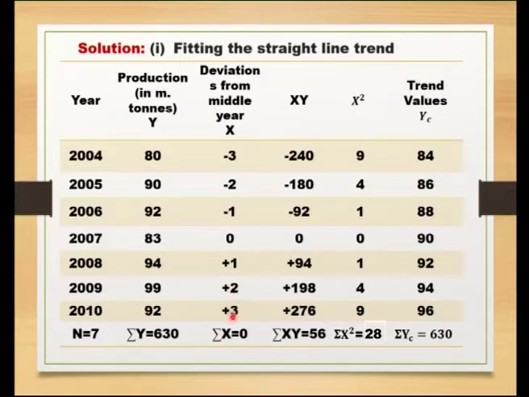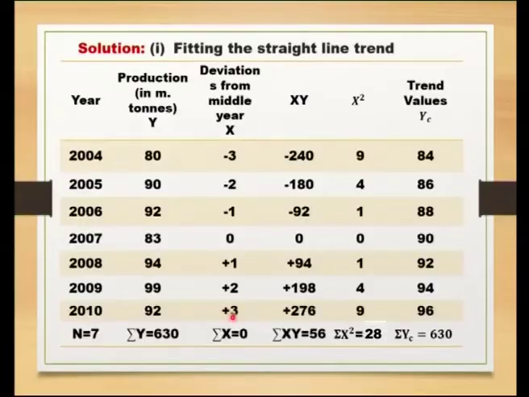Now, you just add, summation x is 0, and it is very easy to calculate a by just calculating summation y divided by n. Summation xy is multiplying x and y: 80 into 3 minus 240, 90 into 2 minus 180, minus 92, 0, 94, 198, 92 into 3 is 276. So, when you add, summation xy is equal to 56. Then we calculate x square, because summation x square is also required. Summation x square is 9, 4, 1, 0, 1, 4, 9.